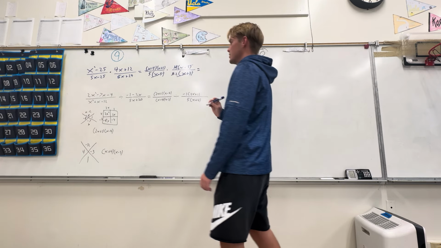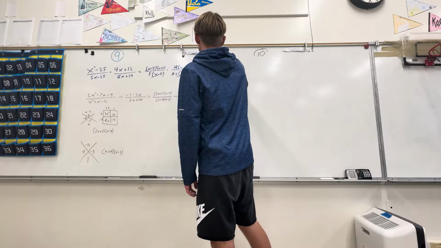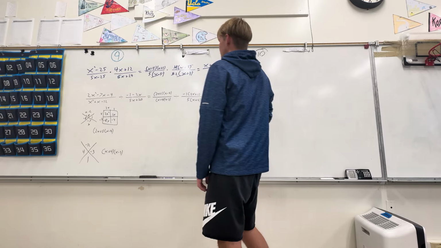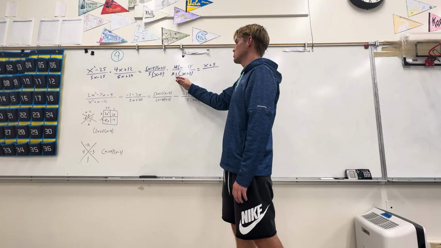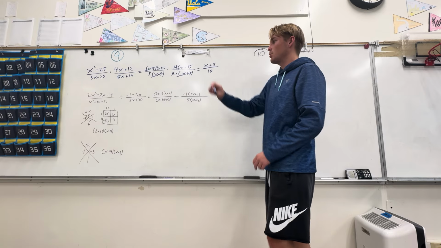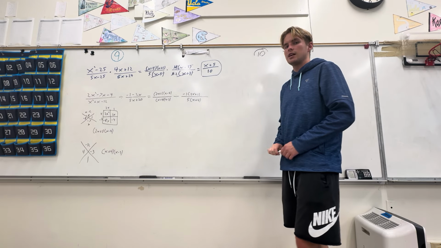So what are we left with on top? We're left with an x plus 5. On the bottom, we're left with 2 times 5 is 10. And that's it. You turn that whole mess into just a simple little x plus 5 over 10.